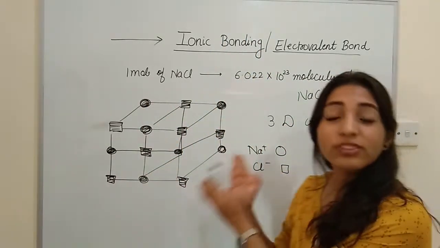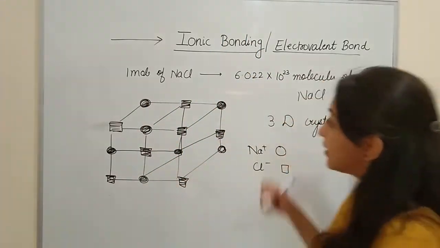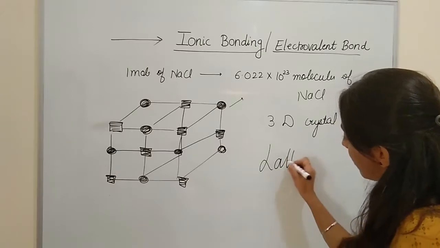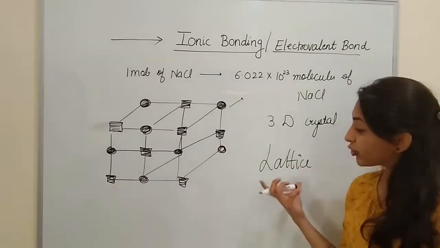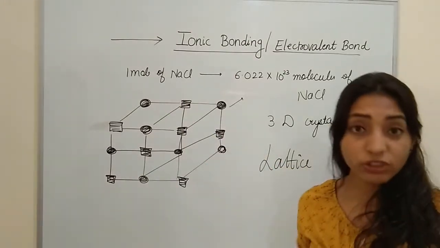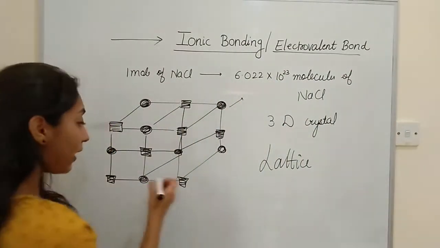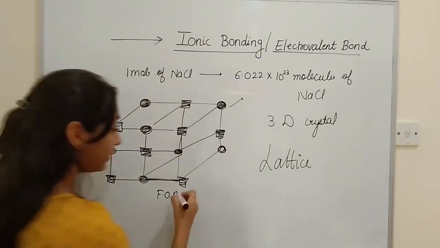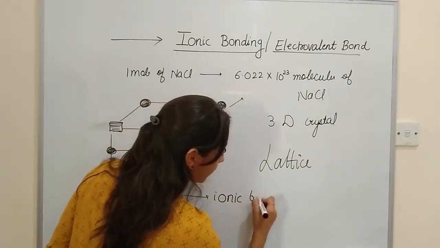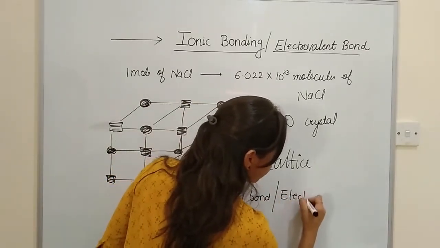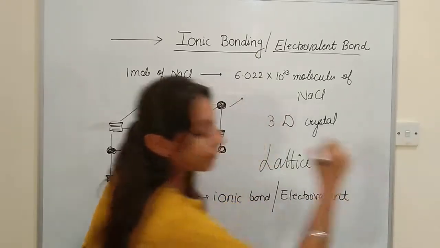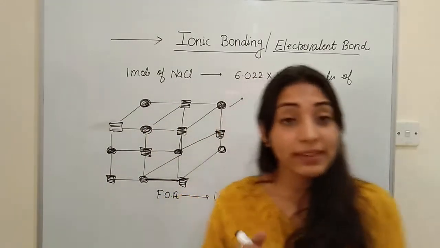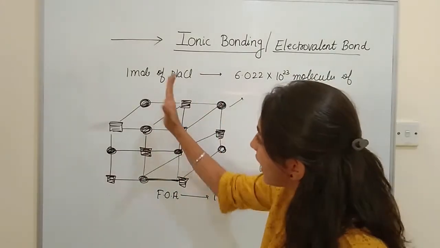The complete structure, which is a three-dimensional structure so formed, is known as a lattice. So lattice means the three-dimensional arrangement of cations and anions. And the force of attraction which holds the cation and anion together is known as ionic bond, or this is also known as electrovalent bond.